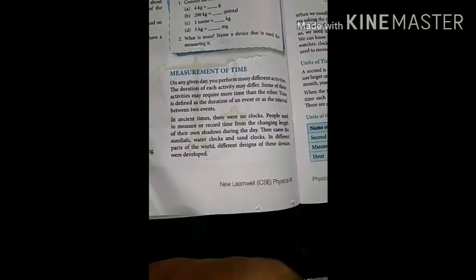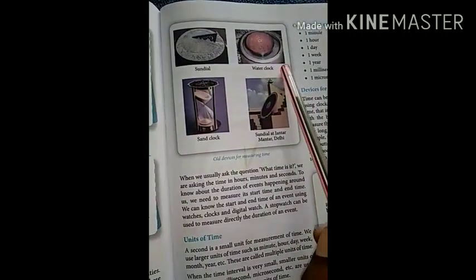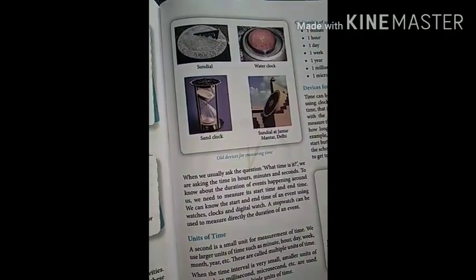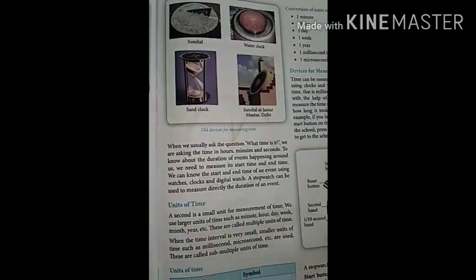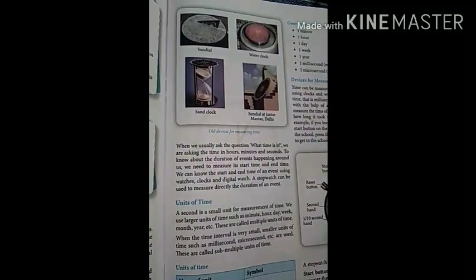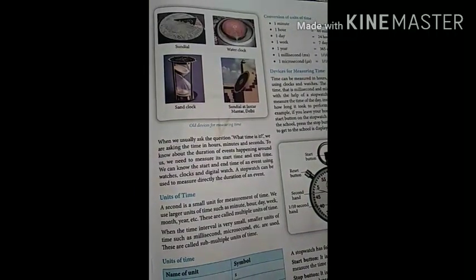In ancient times, there were no clocks. People used to measure or record time from the changing length of their own shadow during the day. Then came sundials, water clocks, sand clocks. In different parts of the world, different designs of these devices were developed. Sundial, water clock, sand clock, sundial at Jantar Mantar, New Delhi. When you usually ask the question, what time is it? We are asking the time in hours, minutes and seconds.